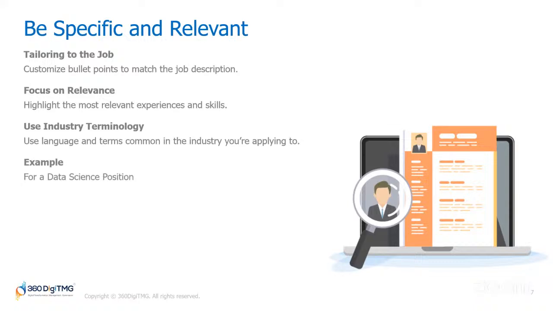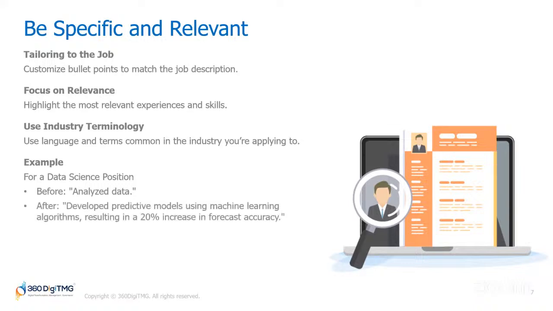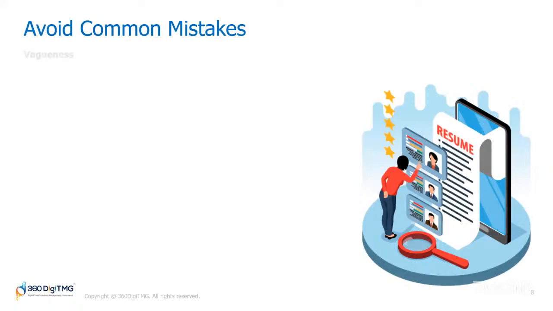Now, for example, for a data science position, rather than saying you analyzed data, you can say you developed predictive models using machine learning algorithms, resulting in a 20% increase in forecast accuracy. Rather than just writing a very basic point, you can write a dynamic, impactful point that is quantifiable.